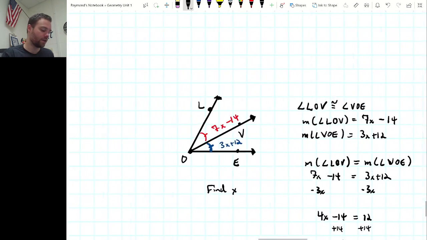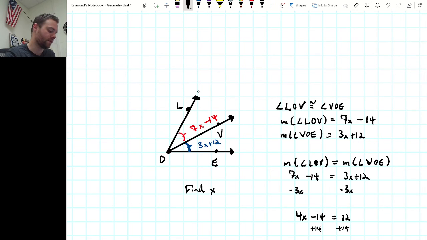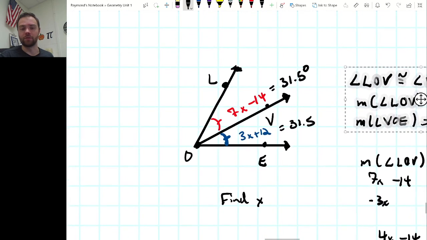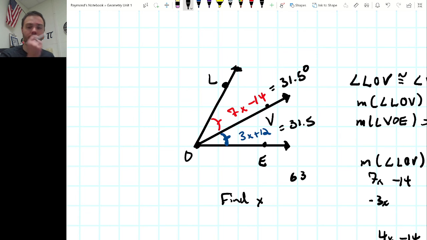So now that I know LOV, this is equal to 31.5 degrees. There's no reason for me to find VOE using the algebraic expression by substitution. I don't have to plug that number into this. I could if I want to, but since I know that these two things are congruent and these two measures are equal, I know this is 31.5. And then I also know 31.5 plus 31.5 is going to come out to be, what, 63 degrees? Yeah, 63 degrees. Wasn't that what I measured it?